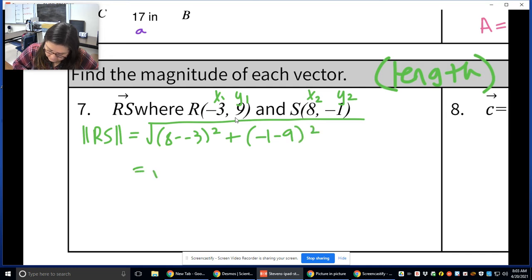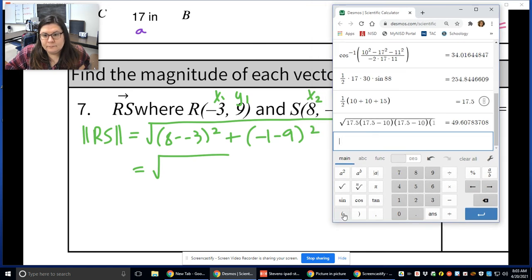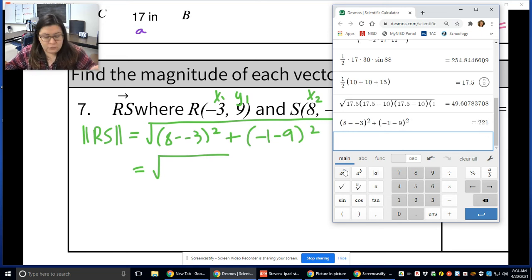Now, the way these work out, sometimes they're perfect squares, sometimes they're not. I like to do just the inside first, so let's do the inside. 8 minus -3 squared plus -1 minus 9 squared. So that's 221.